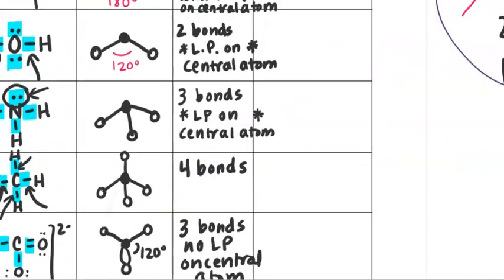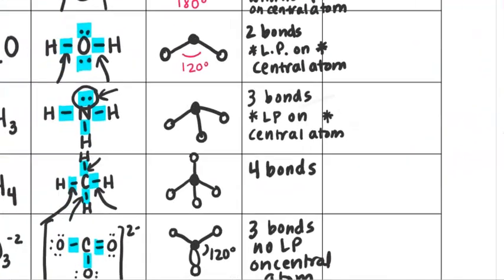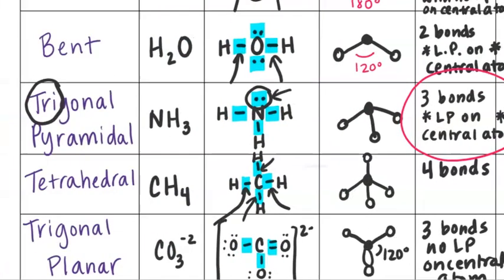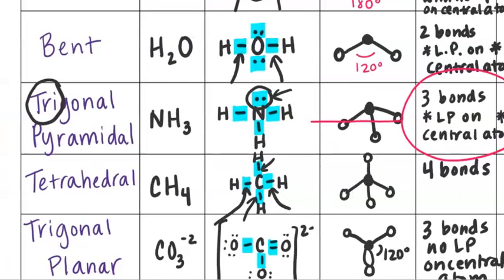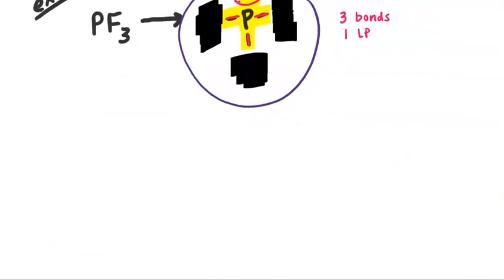So I'm going to look for this part of my VSEPR notes. I'm looking for something with 3 bonds and lone pairs on the central atom. And here's where I find it. 3 bonds with lone pairs. That lone pair pushes down those bonds, and my shape would be trigonal pyramidal. So I would write that down as my shape.